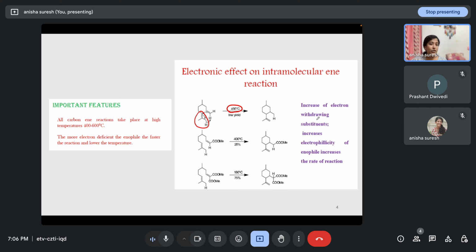So an increase in electron withdrawing substituents increases the electrophilicity of the enophile, which increases the rate of the reaction. Clear?